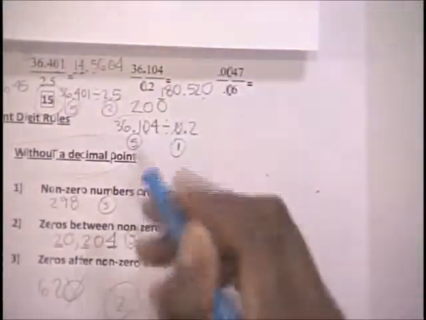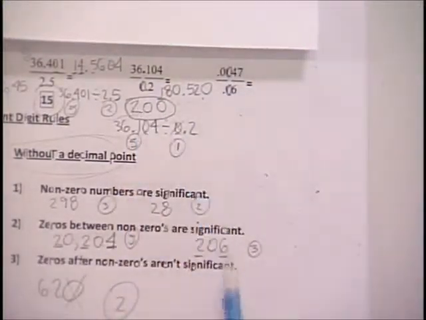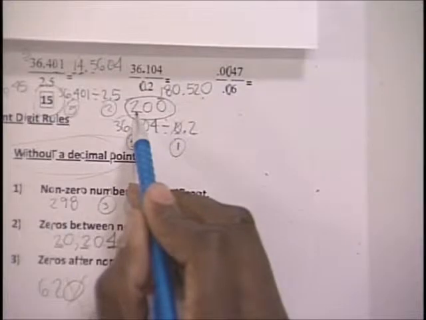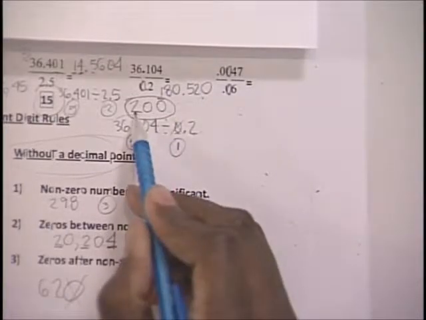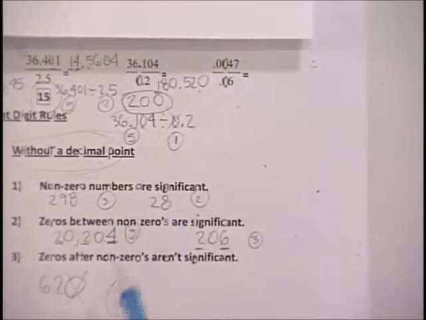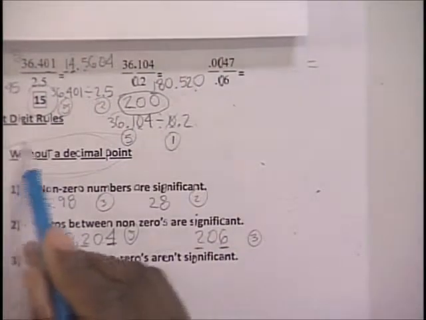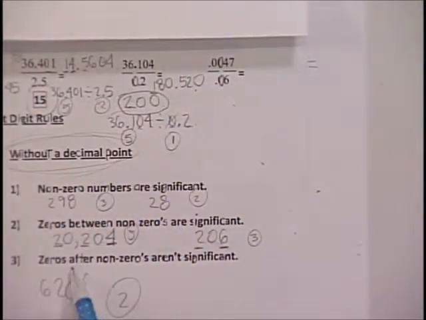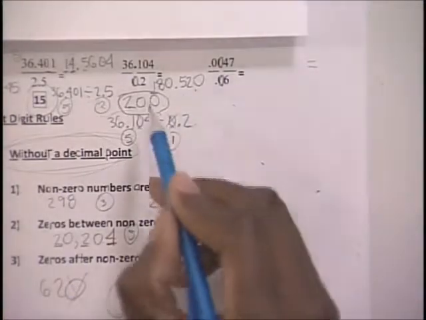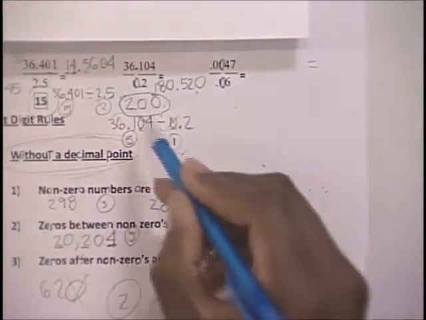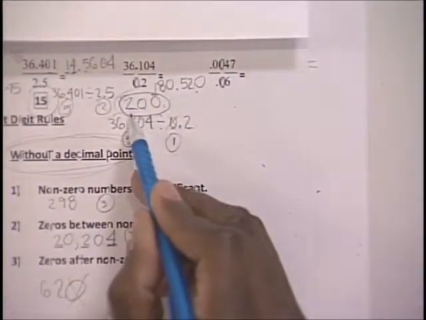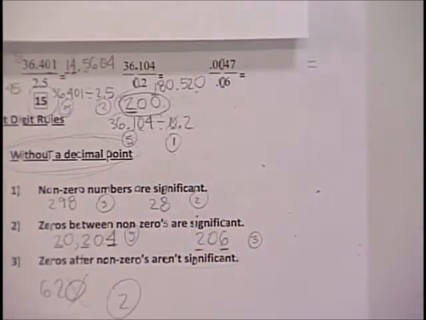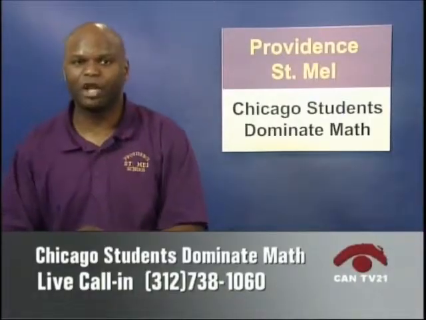In this case, you could just say 200, okay? Because this number 200 has 1 significant digit. 2 is a significant digit. And earlier we talked about when you don't have a decimal point, zeros after non-zero numbers are not significant. So these 2 zeros here are not significant, making this number 200 have only 1 significant digit, this being the 2. All right, if that wasn't clear, you need to call in.